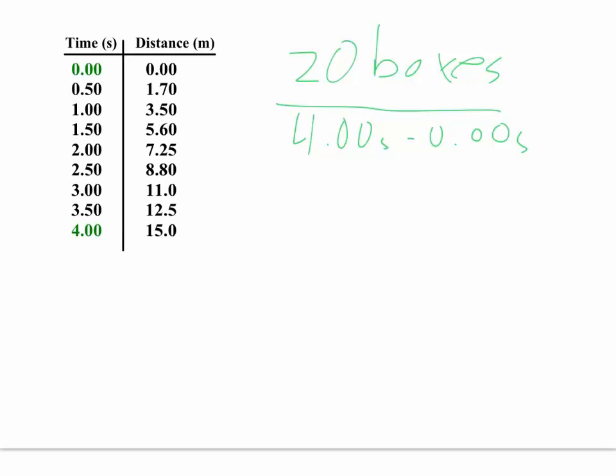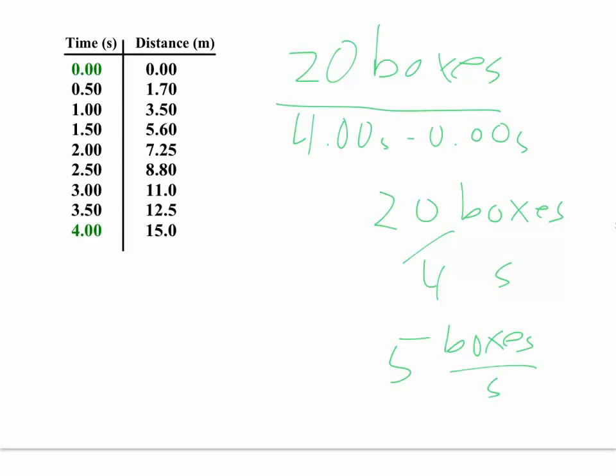If I look at that, this reduces down to 20 over 4. Notice that I have these units here of boxes per second. If I reduce that fraction, 20 divided by 4 tells me that every 5 boxes is going to be equivalent to 1 second of time.